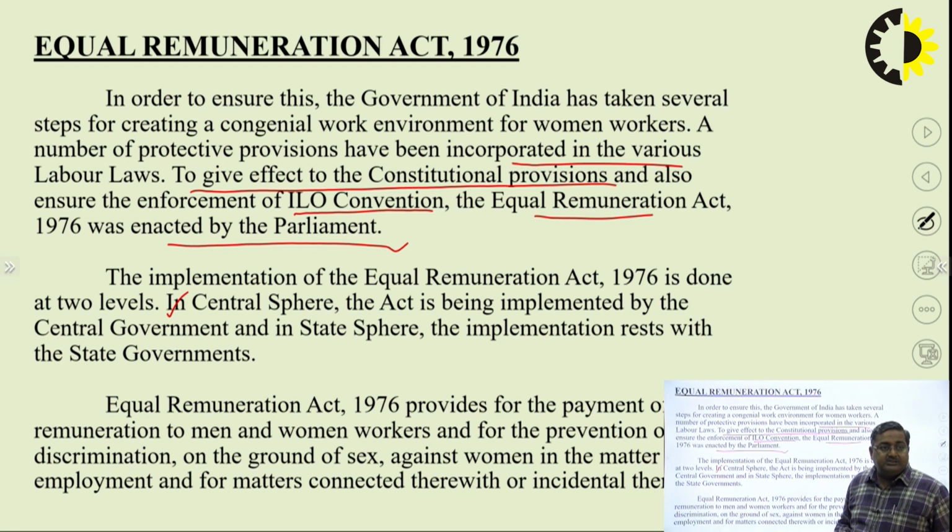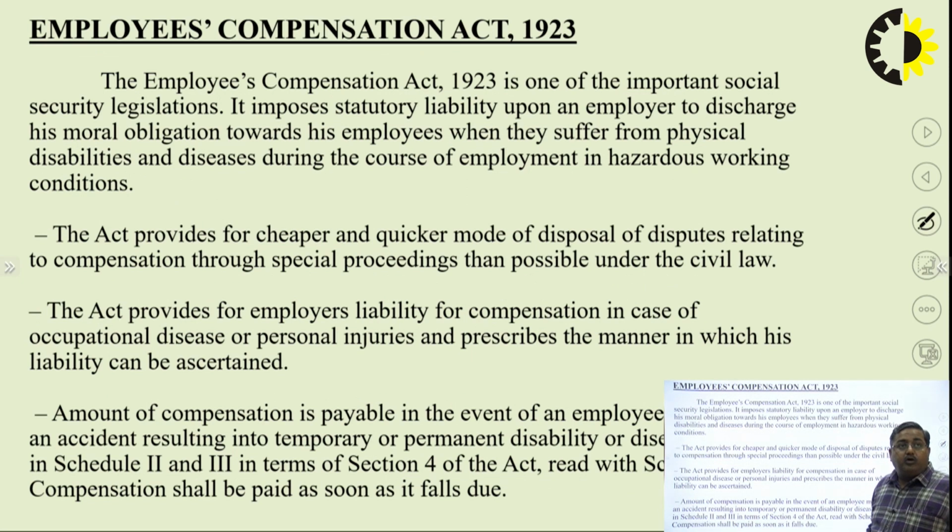The Equal Remuneration Act 1976 provides for the payment of equal remuneration to men and women workers. No discrimination can be done, and the Act provides for the prevention of discrimination. We have just discussed this topic. On the ground of sex against women in the matter of employment and for the matters connected therewith or incidental thereto. The Employees Compensation Act 1923.